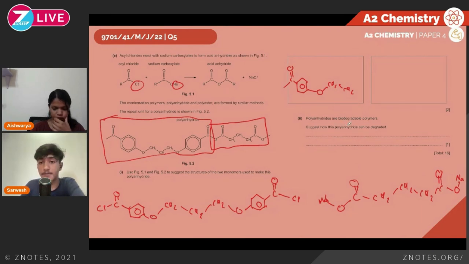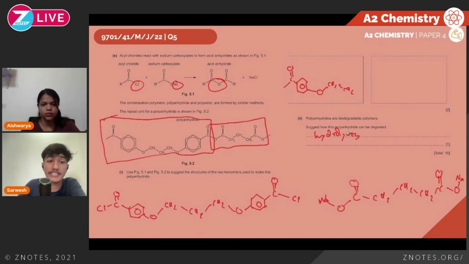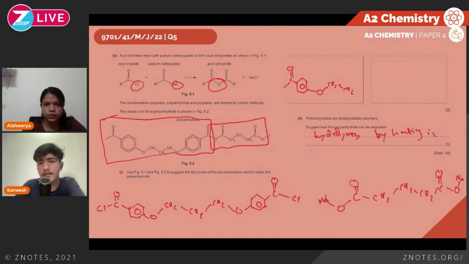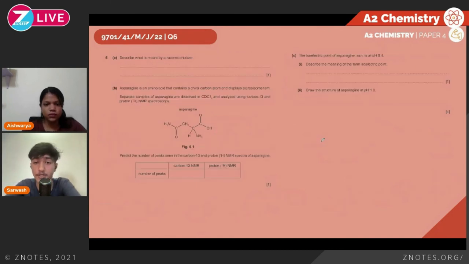Polyanhydrides are biodegradable polymers. Suggest how this polyanhydride can be degraded. So where's our polyanhydride? Okay, so what type of a bond is this? So how are we going to degrade this? Basically, a hydrolysis. This is a condensation polymer, so hydrolysis by heating in a solution of a dilute acid or alkali. So base catalyzed hydrolysis or acid catalyzed hydrolysis, any of them would work.